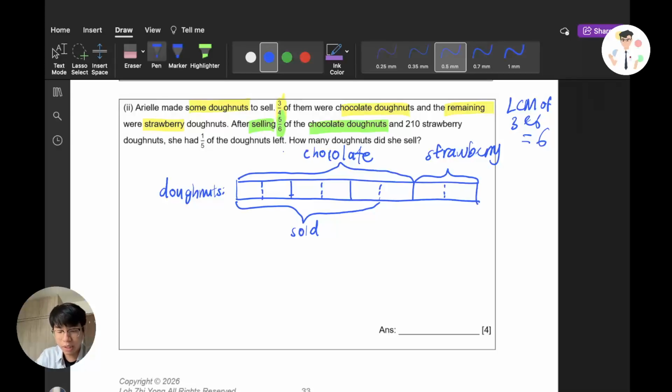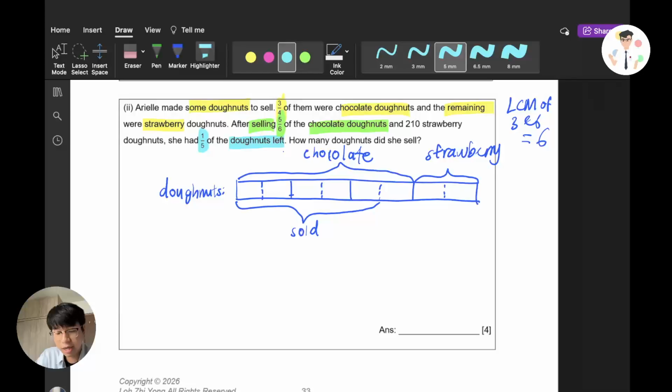And here, if you read again, after selling 5/6 of the chocolate donuts and 210 strawberry donut. I also sell 210 strawberry donut. But the problem here is I don't know this 210 strawberry donut is how many units based on this bar model. So I'll just leave it first and I will just continue the question. The question continues to say what?